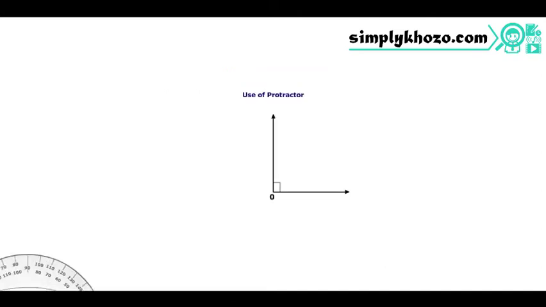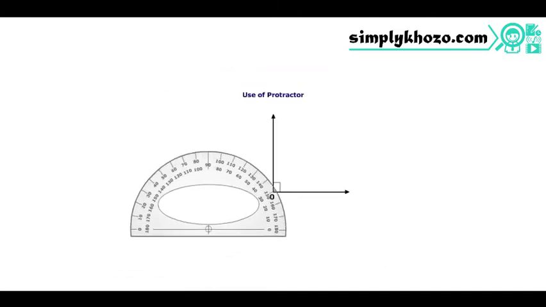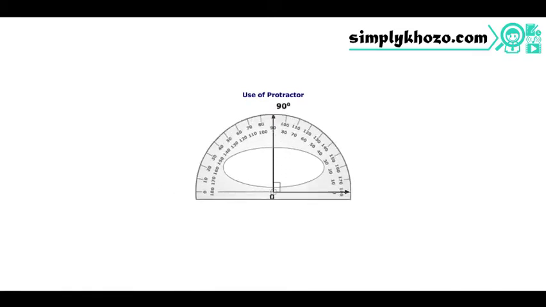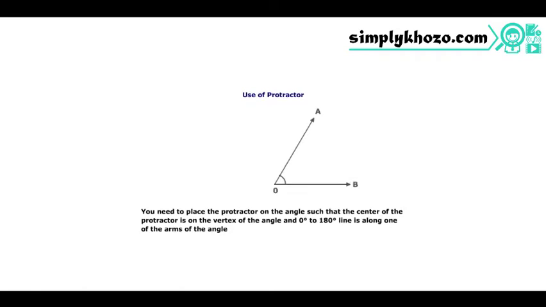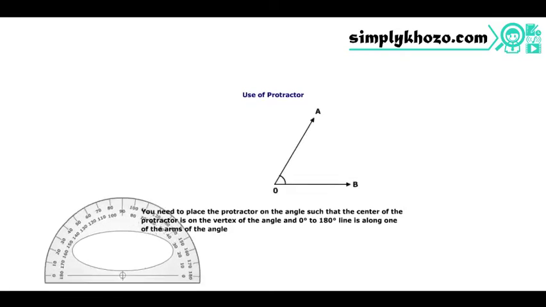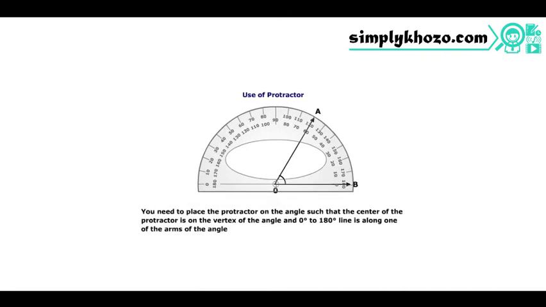Measuring angles with a protractor. You can measure the magnitude of any angle with the help of a protractor. You are already familiar with its usage for measuring angles. You need to place the protractor on the angle such that the center of the protractor is on the vertex of the angle and the 0 degrees to 180 degrees line is along one of the arms of the angle.